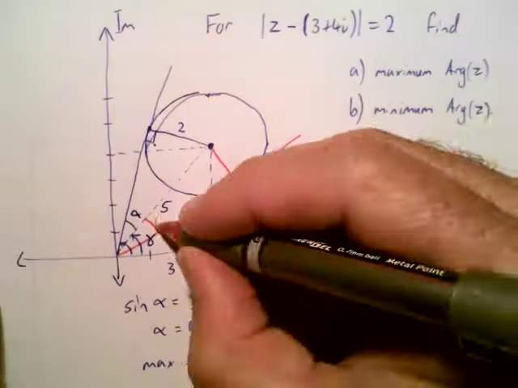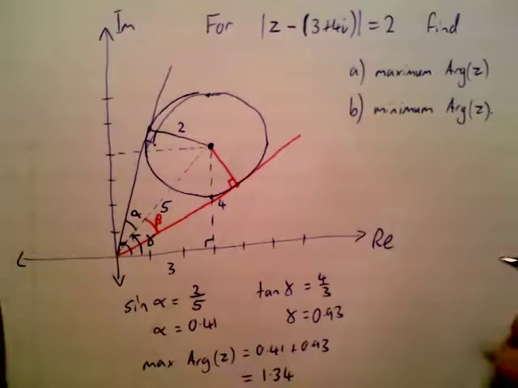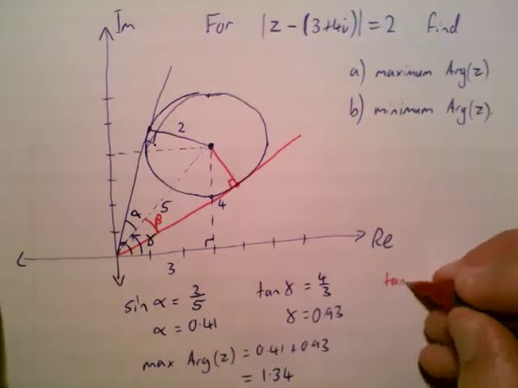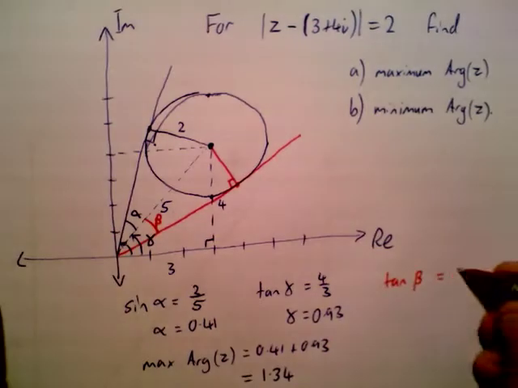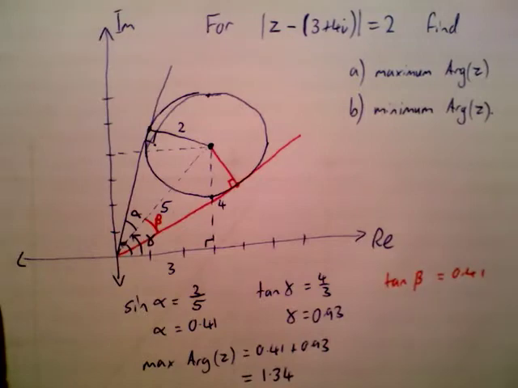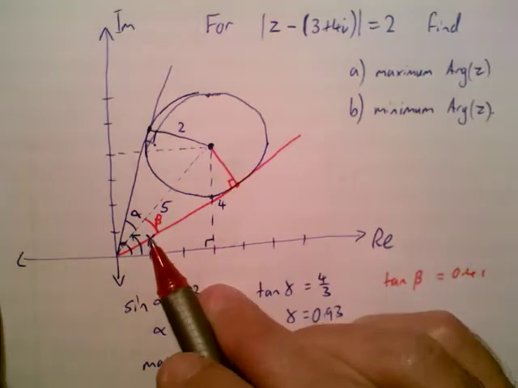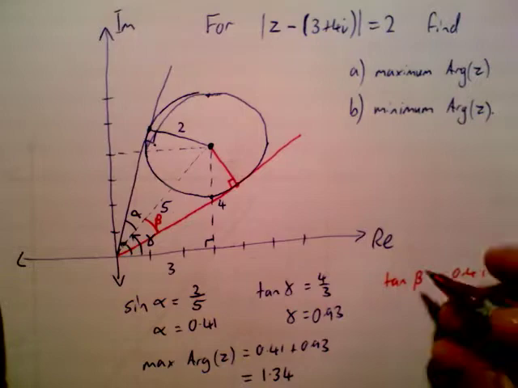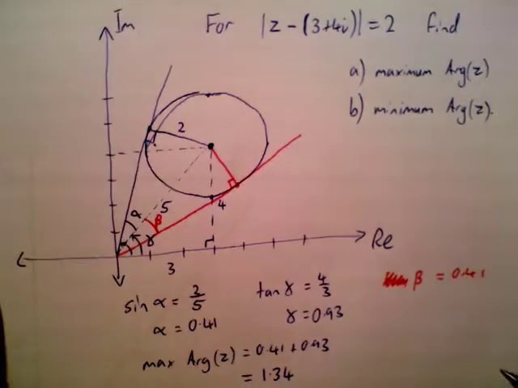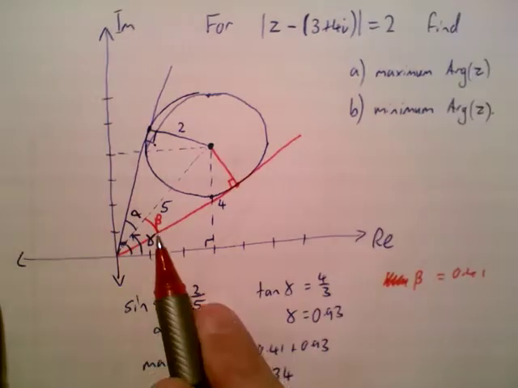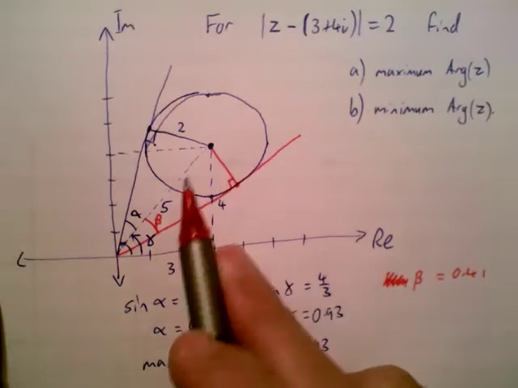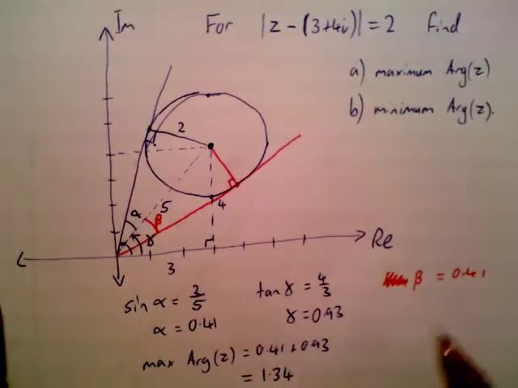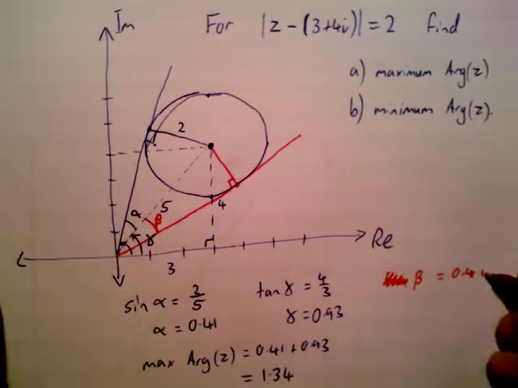So in actual fact, this angle in here, let's call it beta perhaps. Beta will be the same as alpha here, so we can just say straight up that beta is equal to 0.41. Of course, if you wanted to, you could have used the sine ratio, sine beta is equal to 2 over 5, to get that value of 0.41.